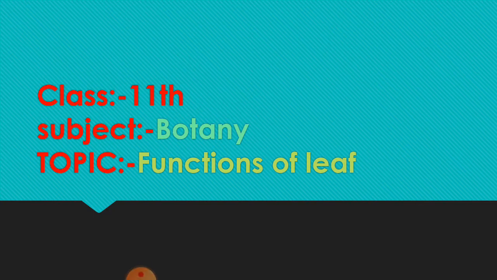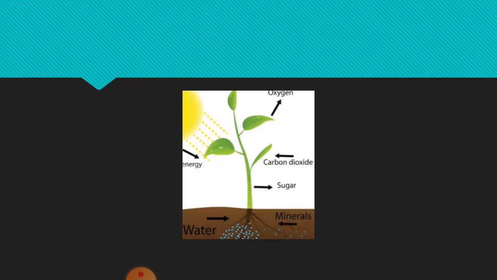So far as we have seen, there are different types of leaves and there are different modifications also. But today we will see what are the main functions of the leaf. The functions of the leaf are divided into two main parts. First is the primary or main functions, and second is secondary or accessory functions. We will deal with them one by one.